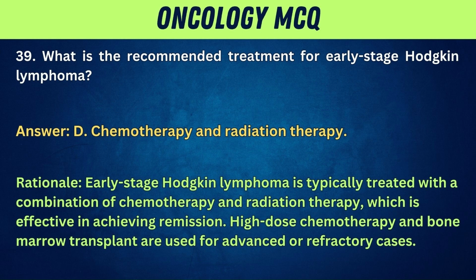Rationale: early-stage Hodgkin lymphoma is typically treated with a combination of chemotherapy and radiation therapy, which is effective in achieving remission. High-dose chemotherapy and bone marrow transplant are used for advanced or refractory cases.